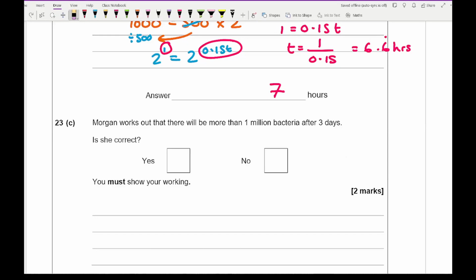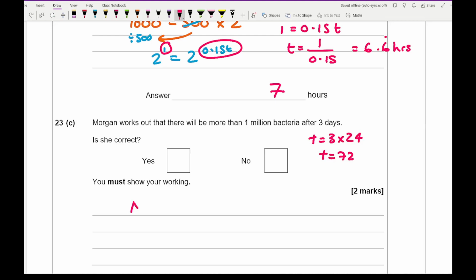Moving on to our last question, it says that in 23C, Morgan wants to work out that there will be more than 1 million bacteria after 3 days. Is she correct? Well, because the formula is given in hours, what I need to do is convert the days into hours. So that's going to be 3 times 24, so t equals 72.